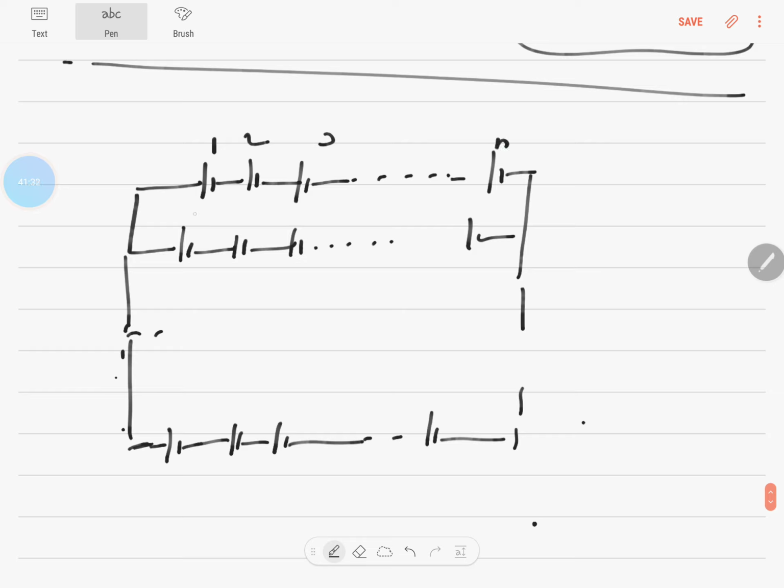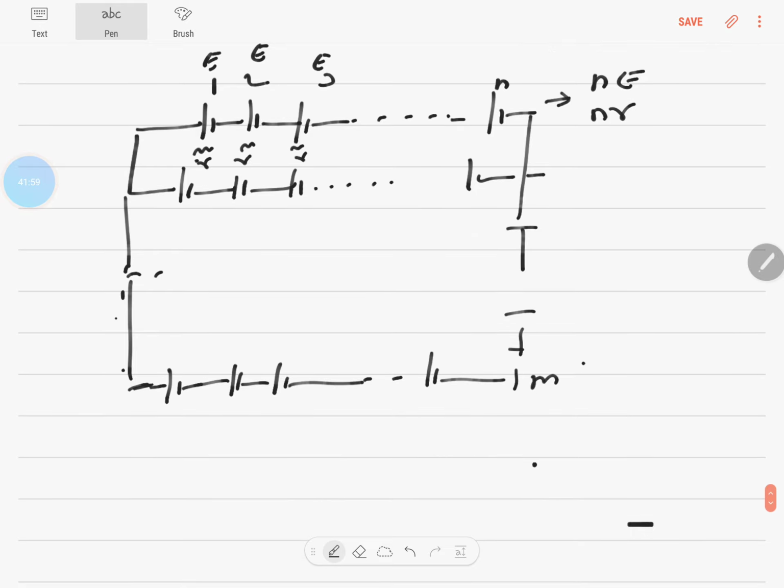And each has an EMF of E, and it's got internal resistance. Everything has got internal resistance. Let's keep it as uniform small r. If the batteries are uniform, then the total EMF is nE for this particular row, and the total resistance is nr because they're all in series. And then this way when you count, there are m lines, so if I have to calculate the equivalent resistance, it will be 1 by nr for one row, next row it's nr, so 1 by nr plus 1 by nr plus 1 by nr plus dot dot dot 1 by nr.